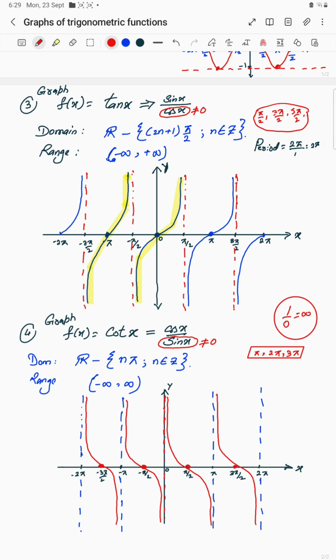And here, the graph of tan x was increasing, but here you can see it's coming from top to bottom, so we call this a decreasing function. It's a reciprocal of tangent. You can see this one, I'm going to shade this one.